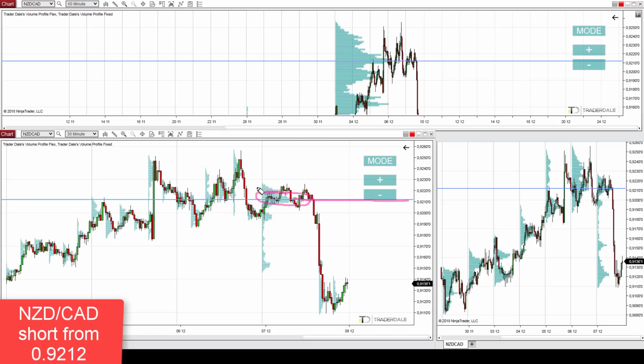I think that sellers were accumulating their selling positions in this place, and when the price makes it back to this level, I think those sellers will start defending their selling positions and they'll push the price downwards.